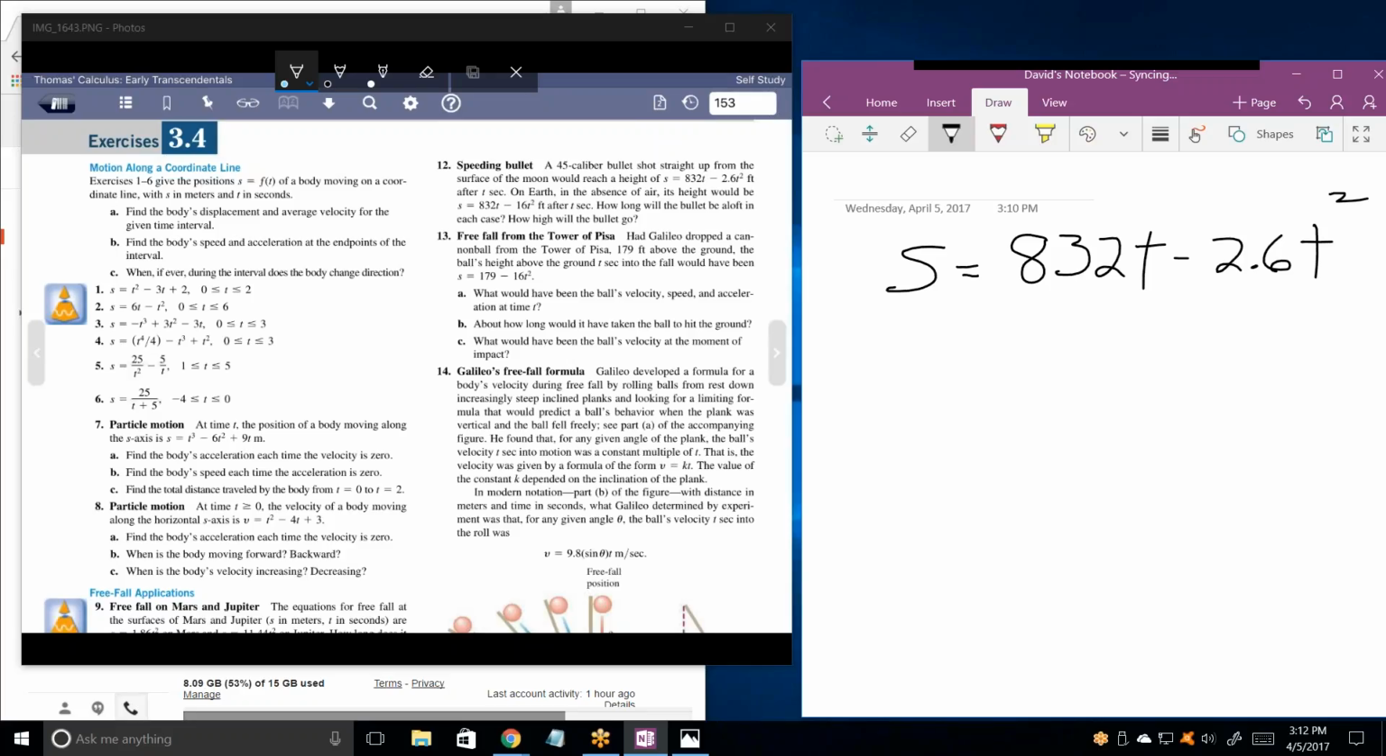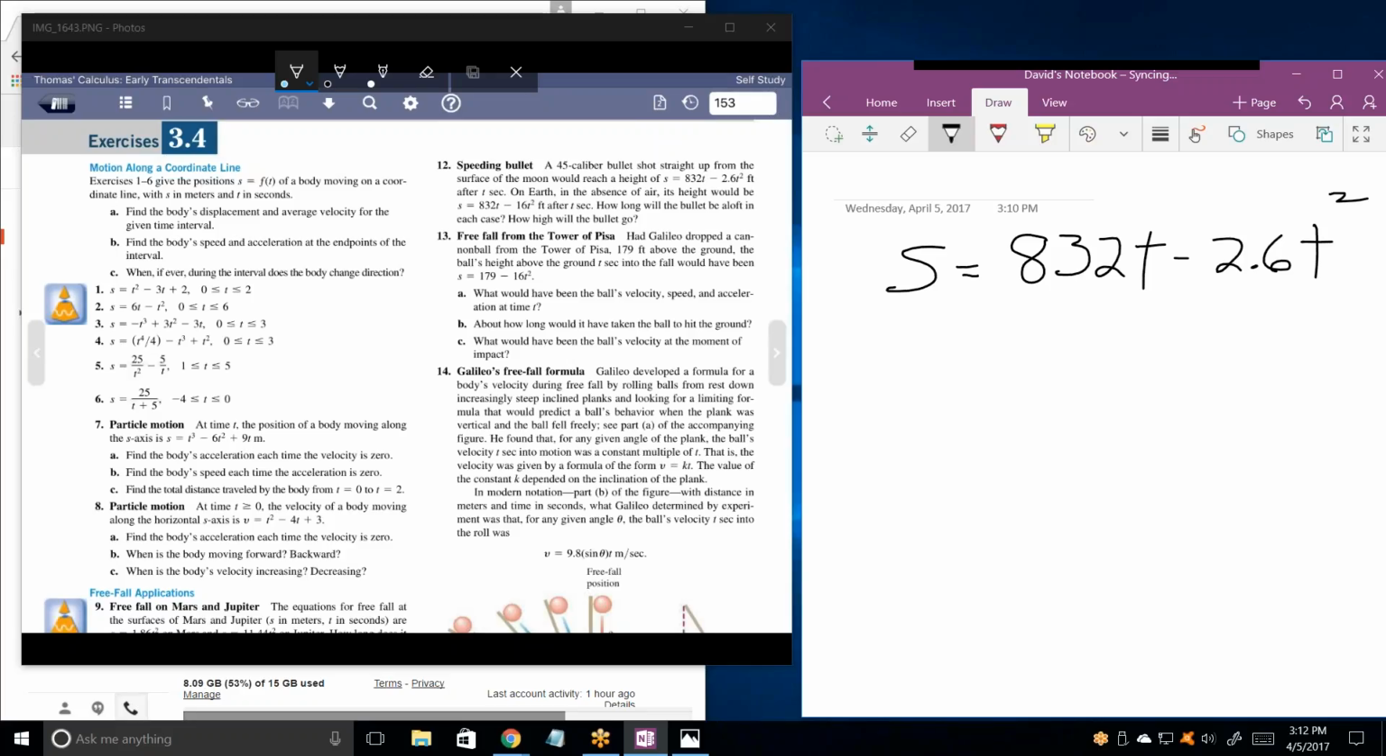So I put 0 in for all the t's. So what's its position? I believe s equals 0. Correct. And s being the height. Notice that it would reach a height of s.